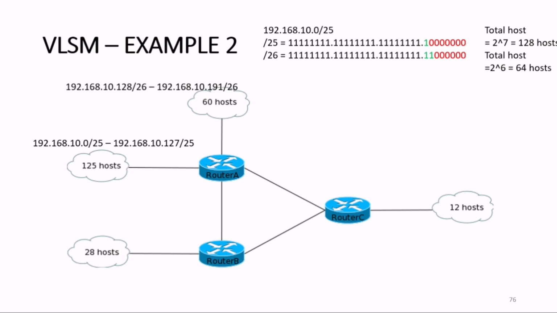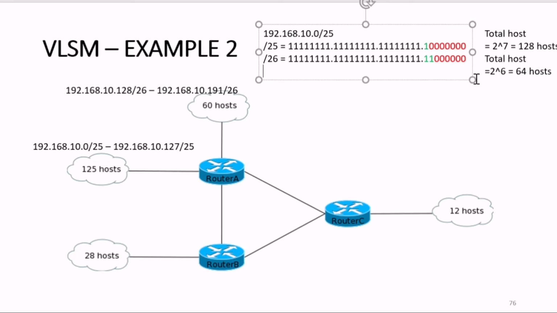Okay. The next is the third largest host, this network. So we need to assign the IP address over here. So 28 plus the router interface, plus the network and broadcast address. So it requires 31 IP addresses. For 31 IP addresses, we can use /27.